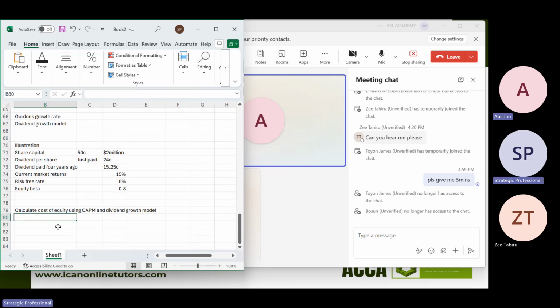So let's move on. Let's calculate the cost of equity using CAPM. CAPM might be different, right? Because we have all the data we need here. So how do we do it? This is equal to your risk-free rate, plus your equity beta, multiplied by your current market return minus your risk-free rate, right? If I'm wrong, tell me.